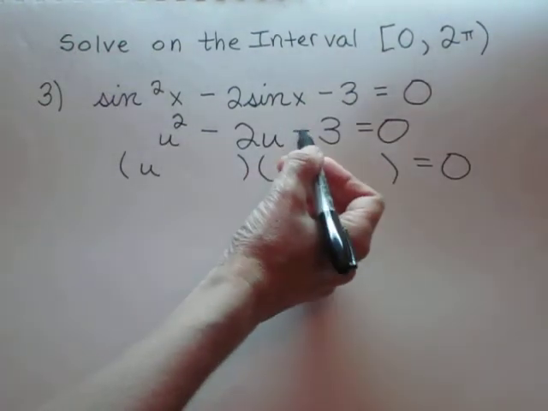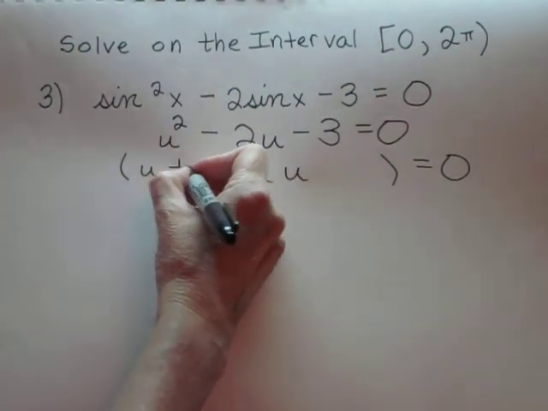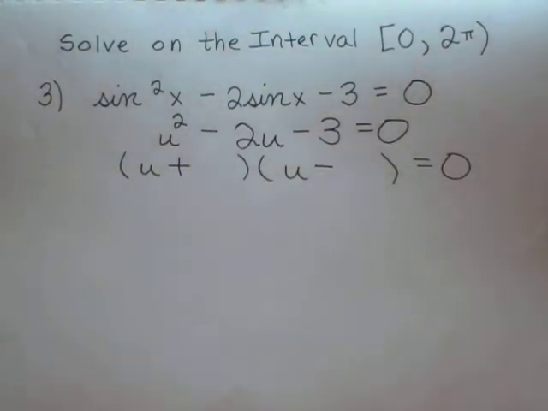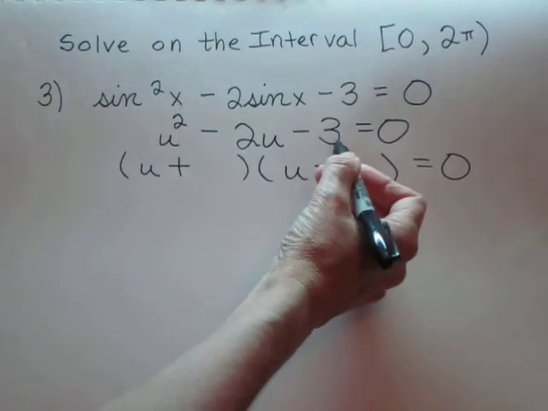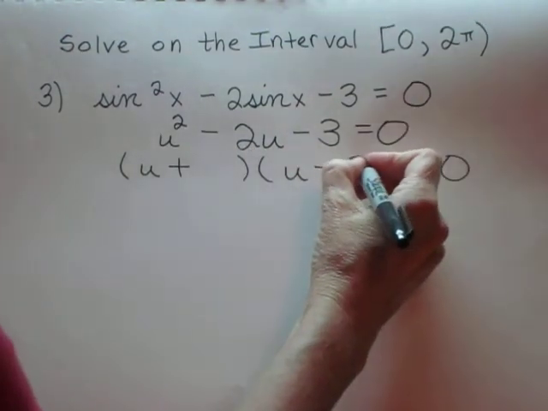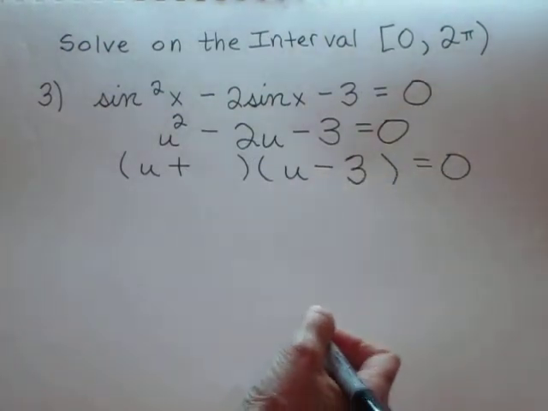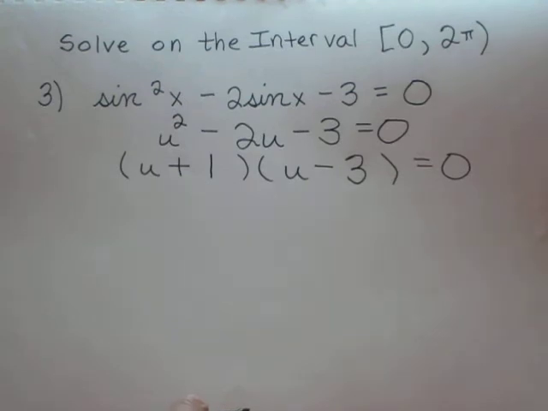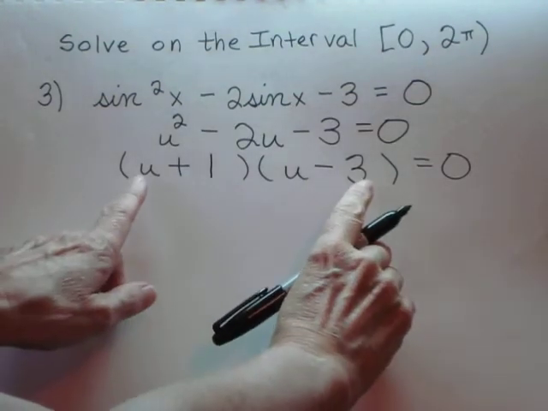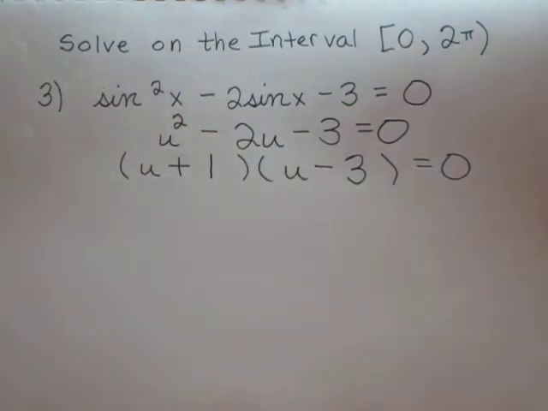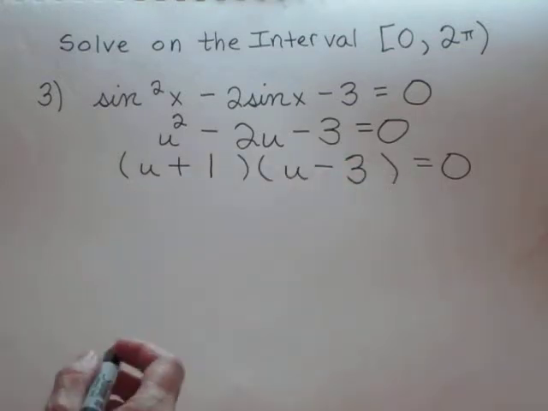The signs are going to be different. And I know I'm going to use a 1 times a 3. To get a negative 2 in the middle, I'll use a negative on the 3 and a positive on the 1, right? Because that'll give me negative 3u plus u, which is going to give me that negative 2u in the middle. And now I can go ahead and set those factors equal to 0.